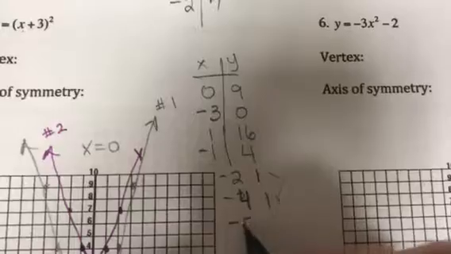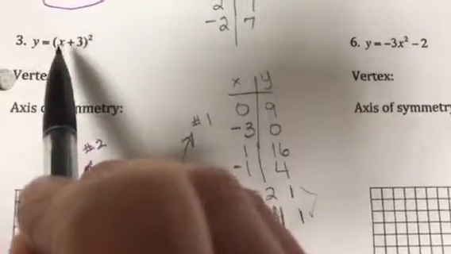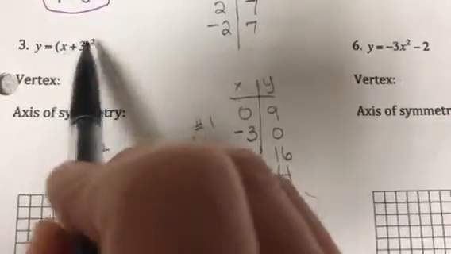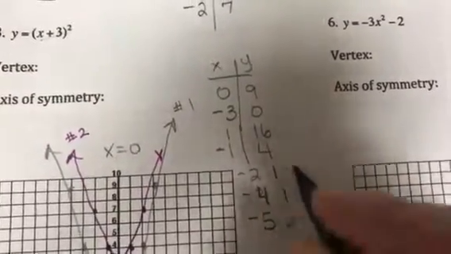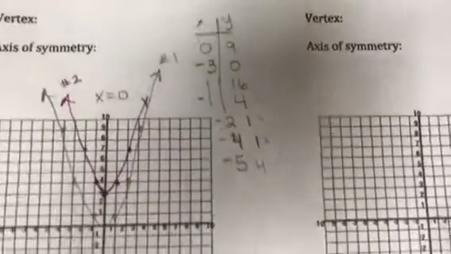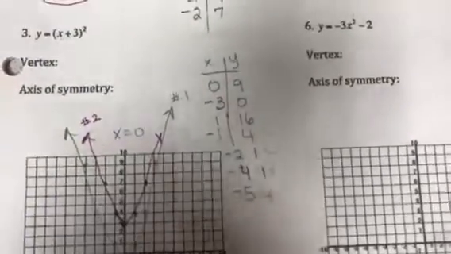So I'm going to try a negative 5. So just keep plugging in points till you can see what's happening here. Negative 5 plus 3 is negative 2. Negative 2 squared is 4. And I'm like, okay, good. Now I've got some things repeating over here on my y, so I should be able to kind of see what's going on. All right, I'm going to graph this in a different color just so you can see it.